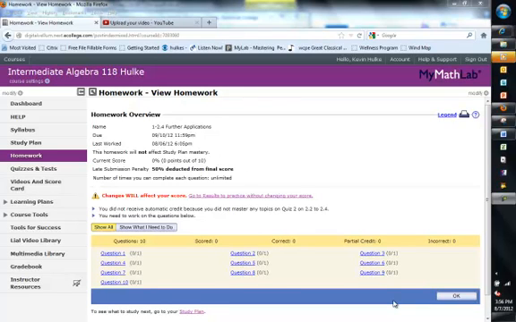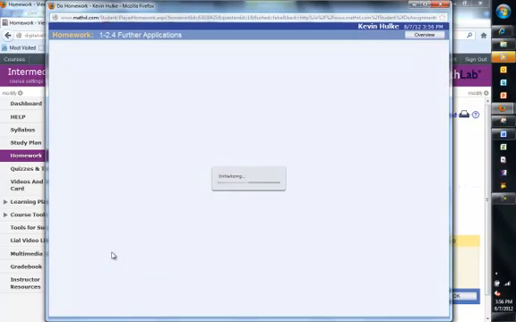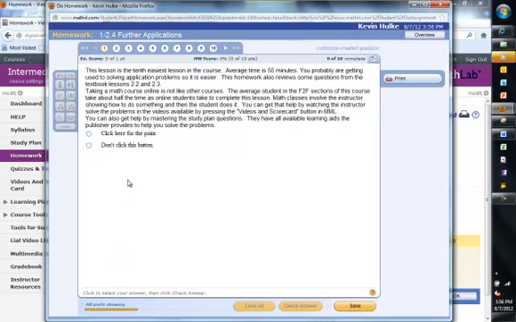All right, we're working on the 1-2.4 more applications. Okay, it says this is the 10th easiest lesson in the course. Average time is 55 minutes. Why is it so easy? Well, you probably are getting used to solving application problems. This homework also reviews some questions from the sections 2.2 and 2.3.